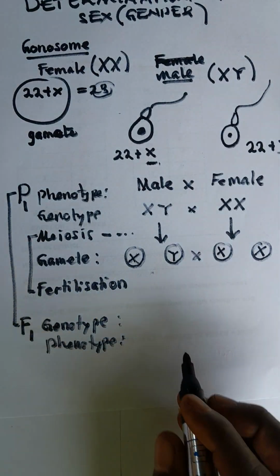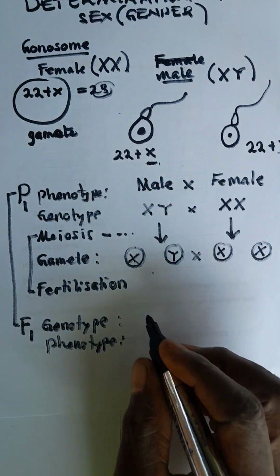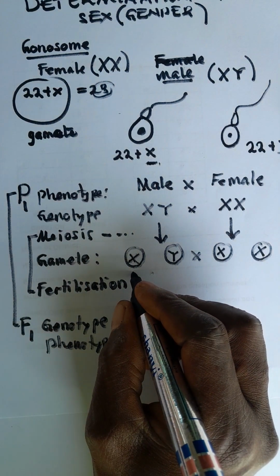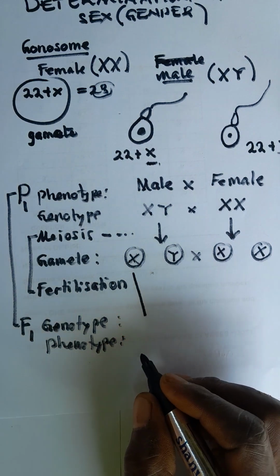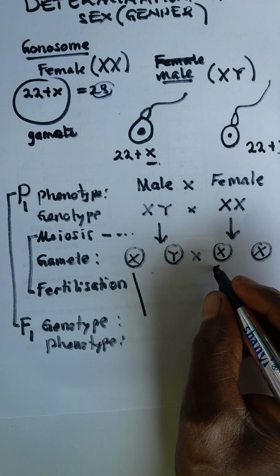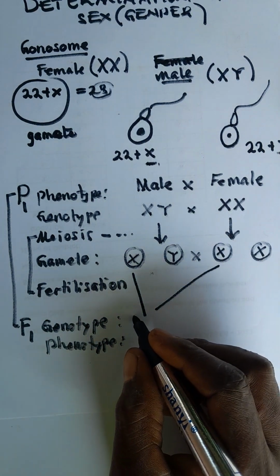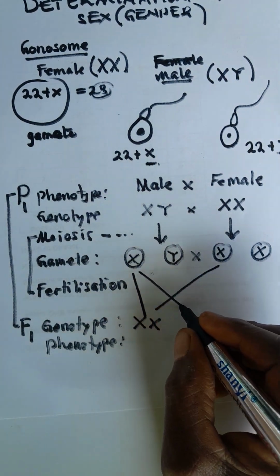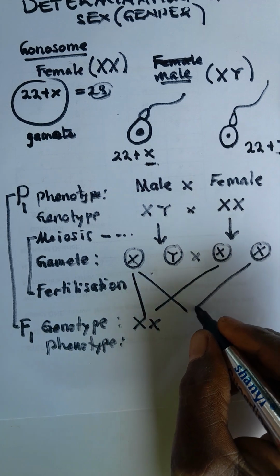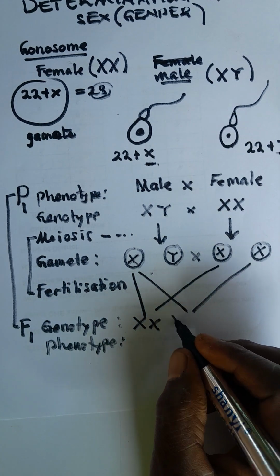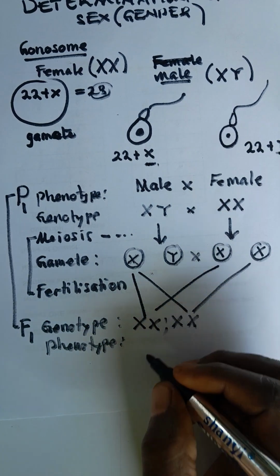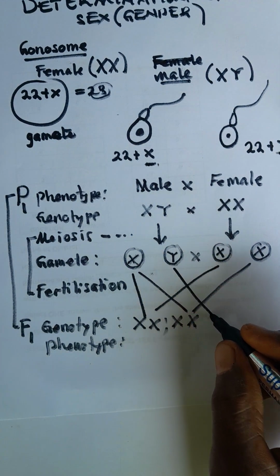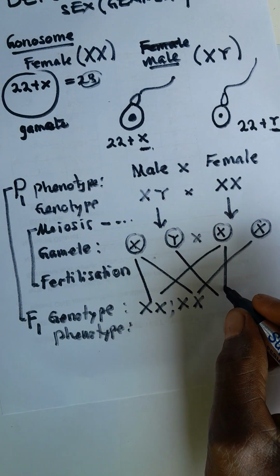So now let's look at what happens when a cross takes place. During fertilization, the X chromosome from the father may fuse with the X from the mother, which gives us XX. Or it can be the other X from the father fusing with the X from the mother, giving us XX again. Or it can be the Y from the father and the X from the mother.